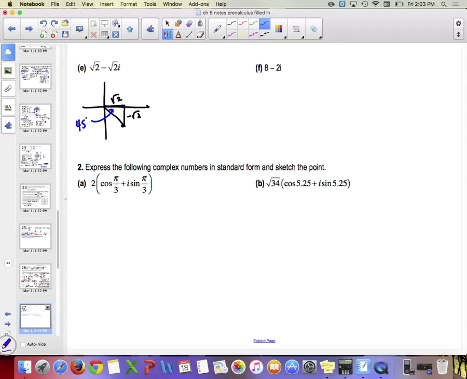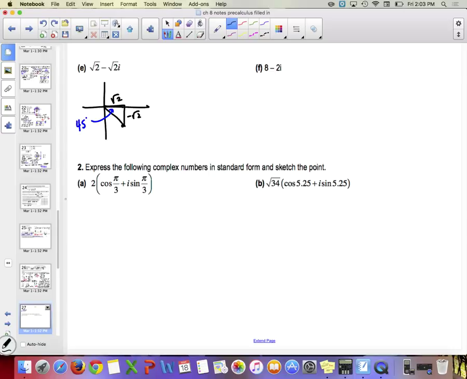Angle, 45 degrees, right? Does that make sense? So you can do this one without doing all of the a squared plus b squared under the square root. Well, you can still do that, but you can realize what your theta is without doing the tangent theta thing, okay?